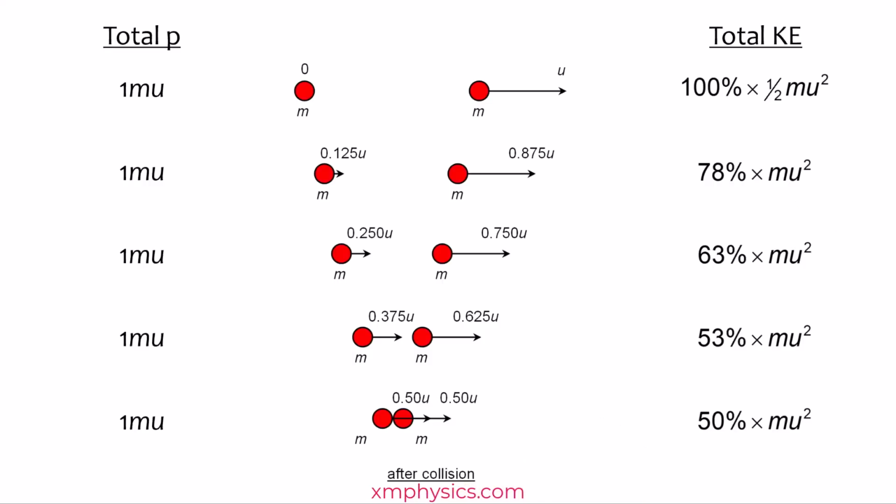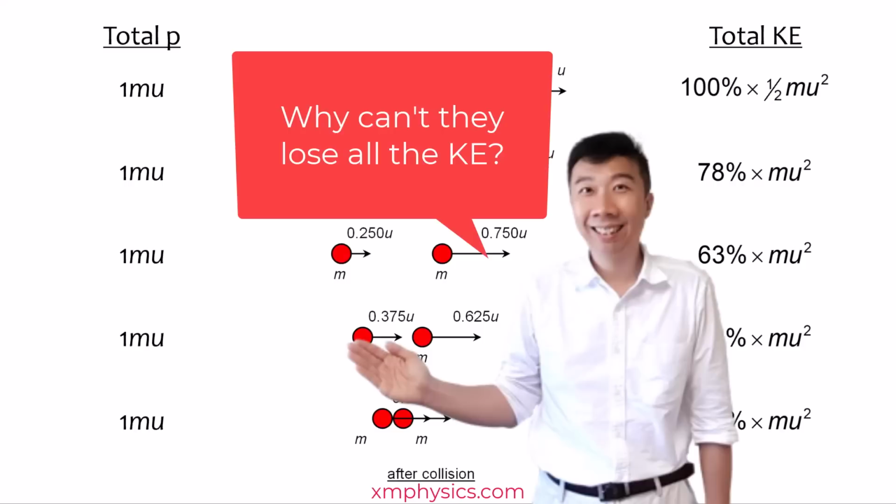Some students ask, shouldn't the perfectly inelastic collision result in both balls losing all KE and coming to rest after the collision? Use your brain. Make sure you can answer this question.